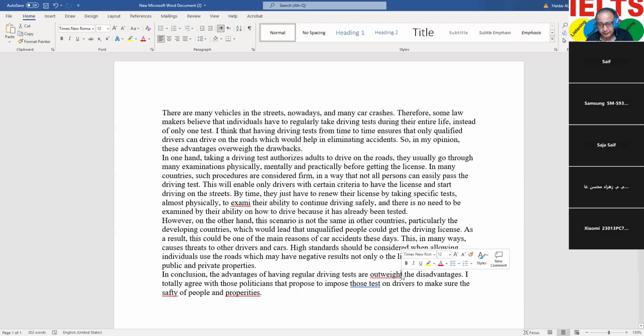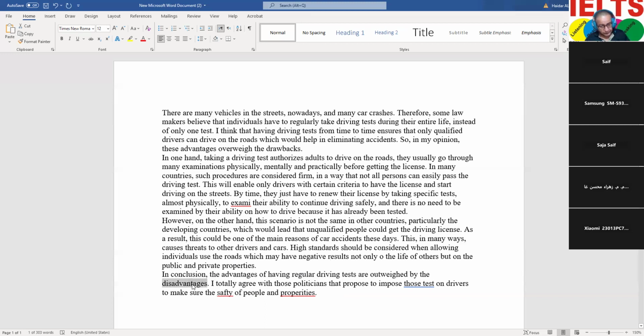Overweighed. Like passive tense? Yes. Overweighed by the outweighed. Sorry. Outweighed by the disadvantages. Just wait. The advantages of having regular driving tests are outweighed by the disadvantages?